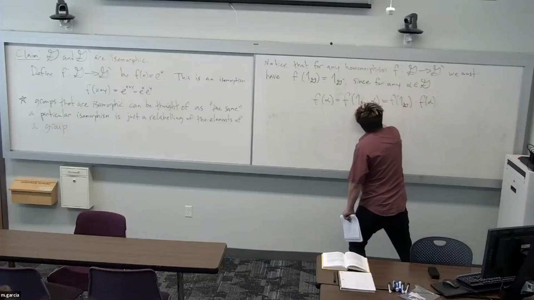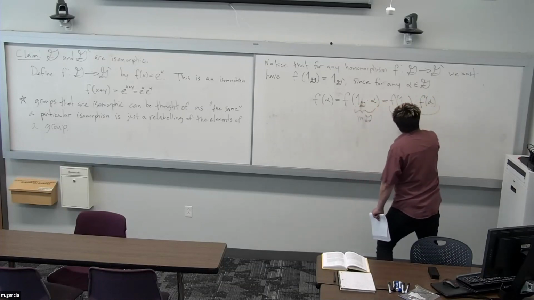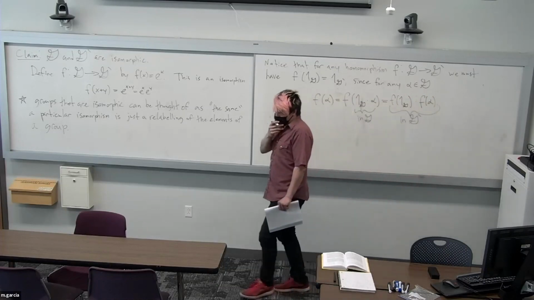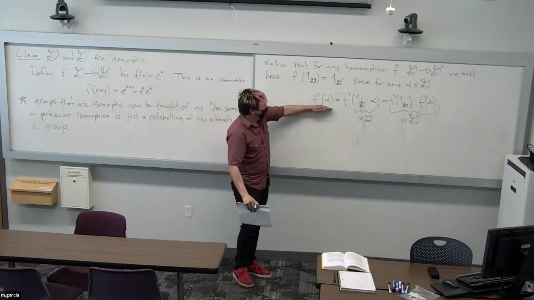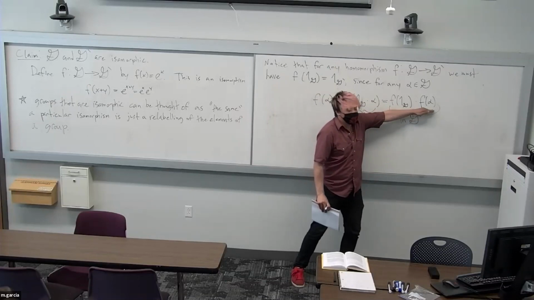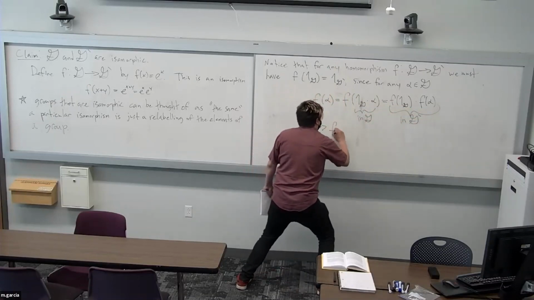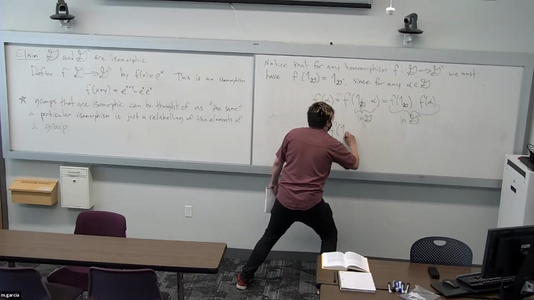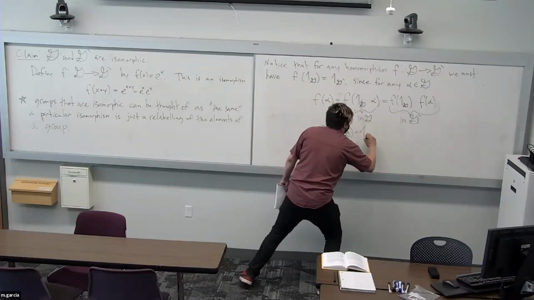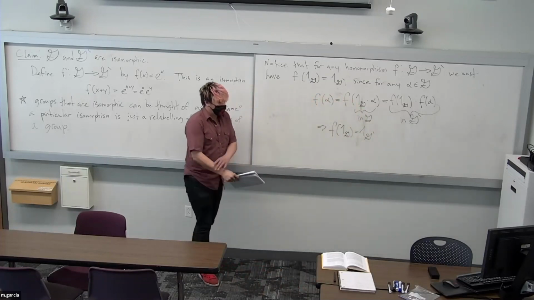Okay, and again, I'll just write this for emphasis. This is in G, and this is in G prime. Right? Yeah, so we have f of alpha is equal to f of the identity of G times f of alpha. So f of the identity of G equals the identity of G prime. Okay?